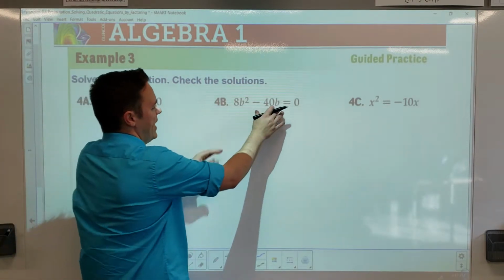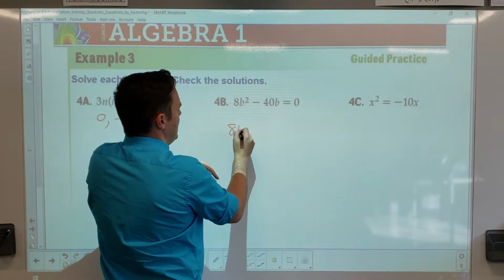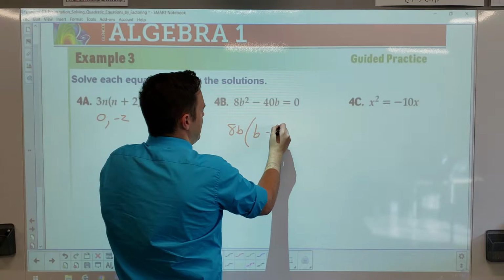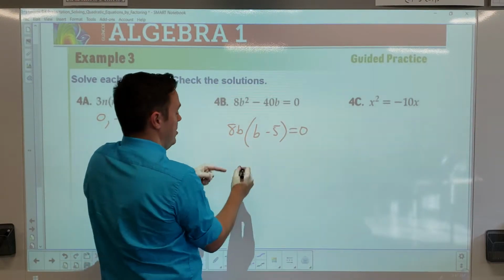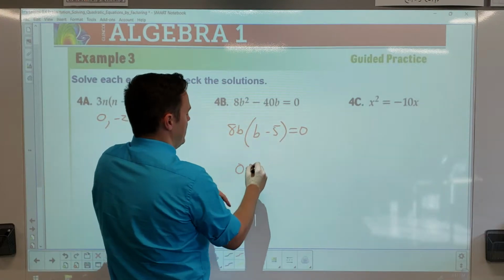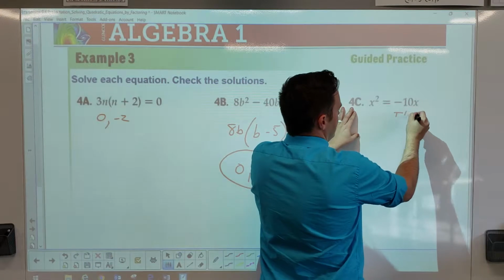This one right here, factor something out. They share an 8. They also share a variable b. If I factor those out, I got b minus 5 equals 0. Once again, if I put a 0 here, I would get an answer, and this would be a 5. Okay? This one right here, move it.